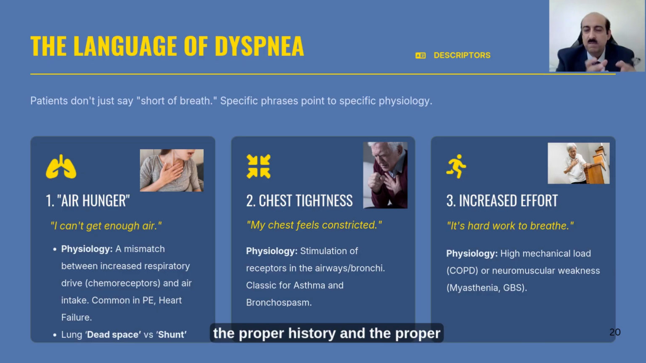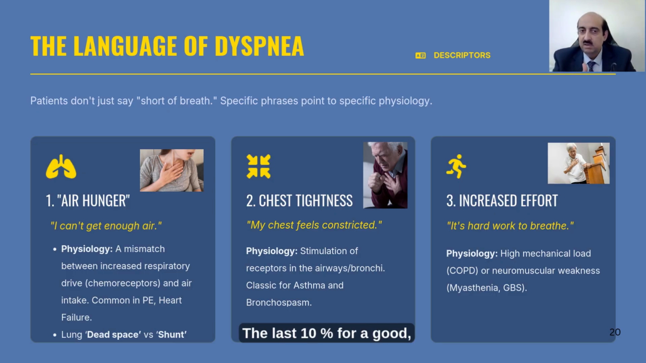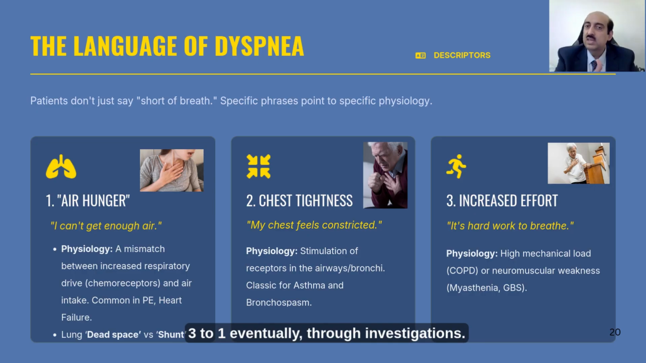clues towards the proper history and the proper differential diagnosis based on the history, which makes 60 to 70% of the diagnosis. Examination further narrows it down by another 15 to 20%. So you've got about 80 to 90% based on history and examination. The last 10% for a good astute physician should be the refining of those differential diagnoses, let's say from 5 to 3 or from 3 to 2 or from 3 to 1 eventually through investigations.